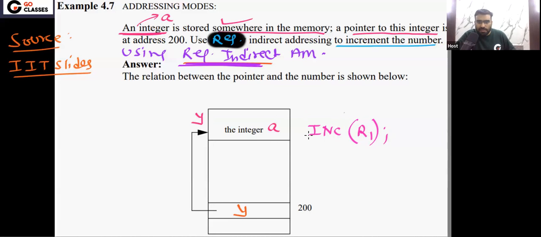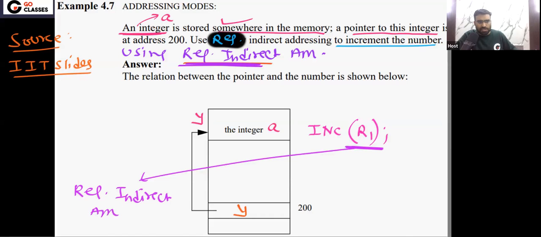What I'm saying is that first you load in this R1, first you put the address. Remember, I want to use register indirect addressing mode. Please understand. This is register indirect addressing mode, yes or no? Agree with me? This is a register indirect addressing mode.